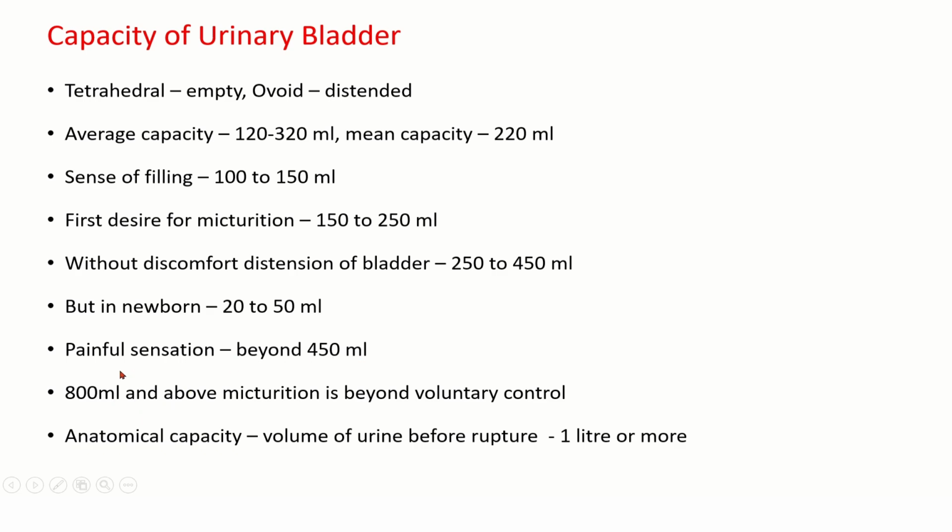So if the urine volume accumulated within the bladder is 800 ml and above, then the micturition is beyond voluntary control. The anatomical capacity of the bladder is the volume of urine just before the rupture of the bladder. It is approximately 1 liter or more.